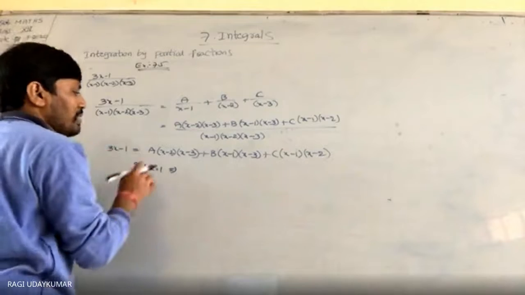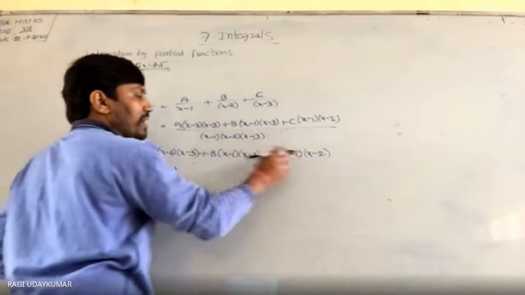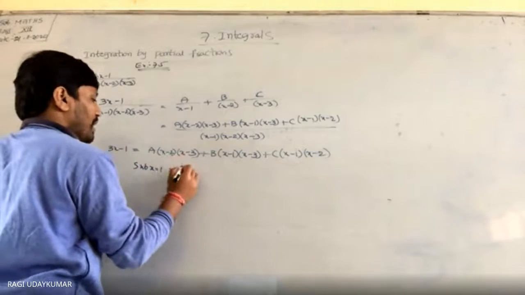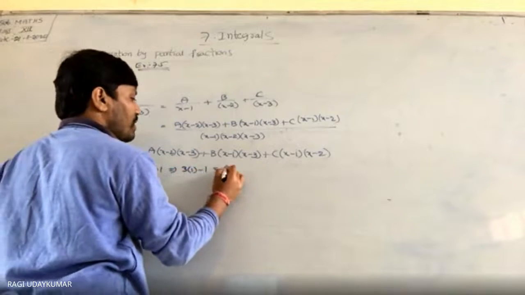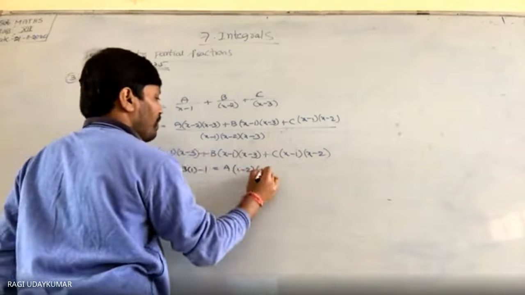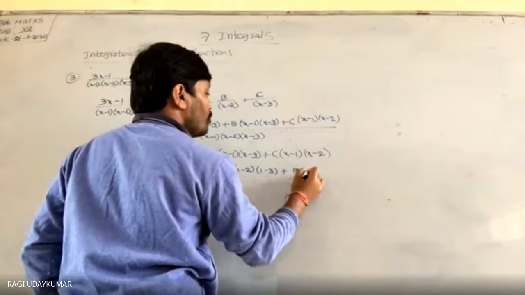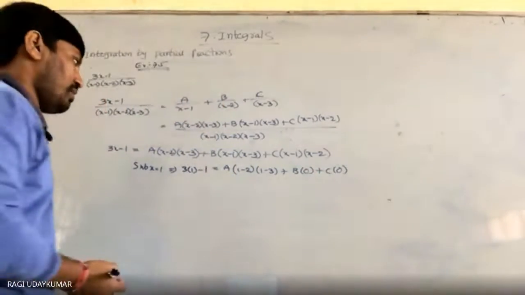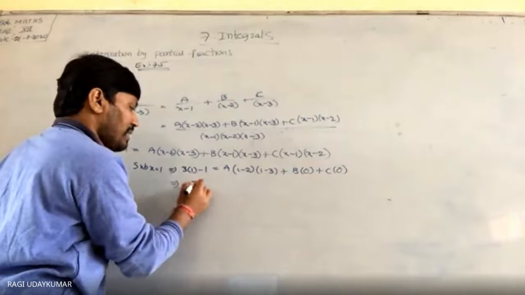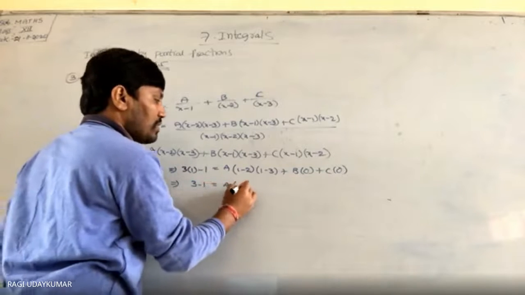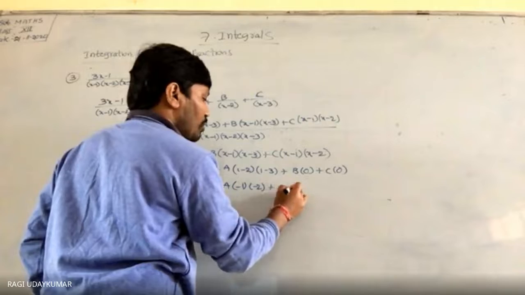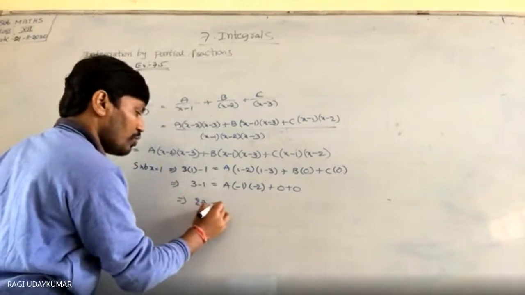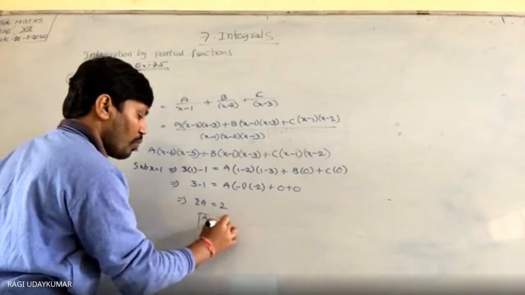So x is equal to 1. I am substituting 1 to make those terms 0, since we want the value of a. So 3 into (1 minus 1) is equal to a into (1 minus 2)(1 minus 3) plus b into 0 plus c into 0. That is done. This implies 3 minus 1 is equal to a into (minus 1)(minus 2), so 2a is equal to 2. So a is equal to 1.